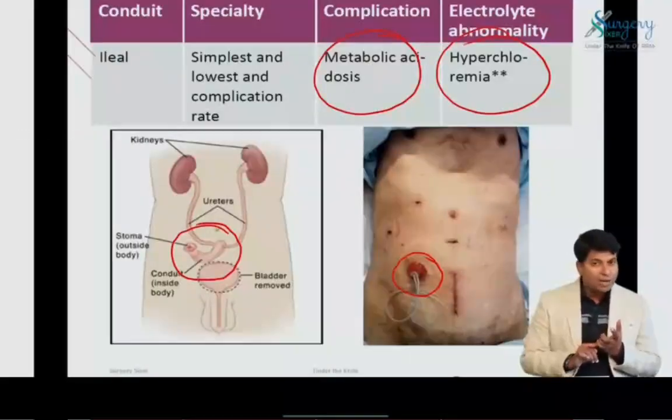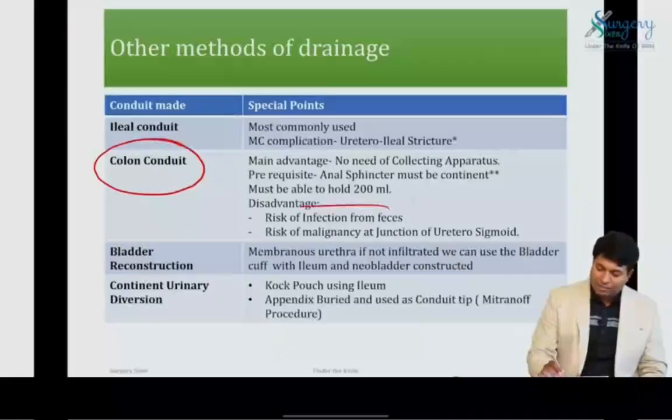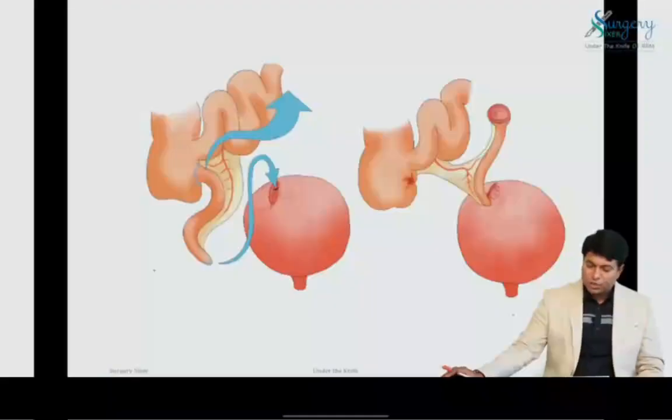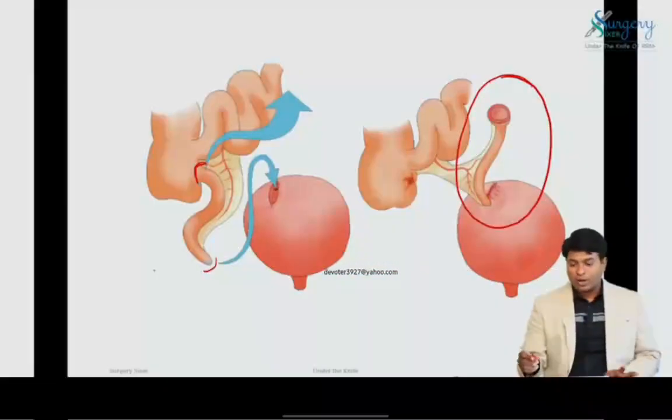Who will have metabolic alkalosis? Only the gastric conduit. Please don't forget these points. A colonic conduit will have a high risk of infection from feces. Appendix buried and used as a conduit tip is the Mitrofanoff procedure, and this is a picture showing you the Mitrofanoff. You can see the appendix can be cut and used as a urinary conduit. Whenever you use the appendix as a urinary conduit, it is known as the Mitrofanoff procedure.